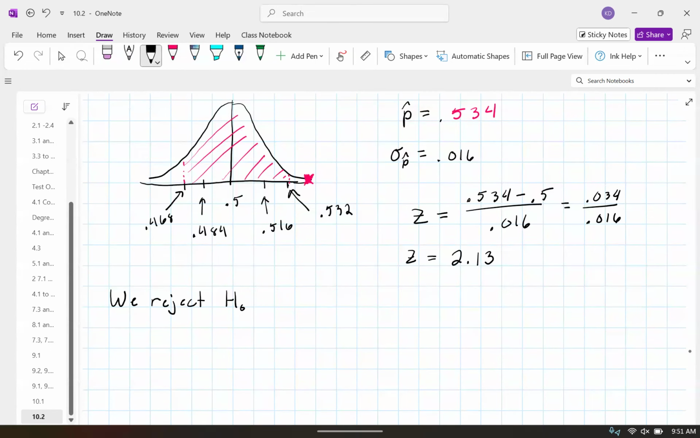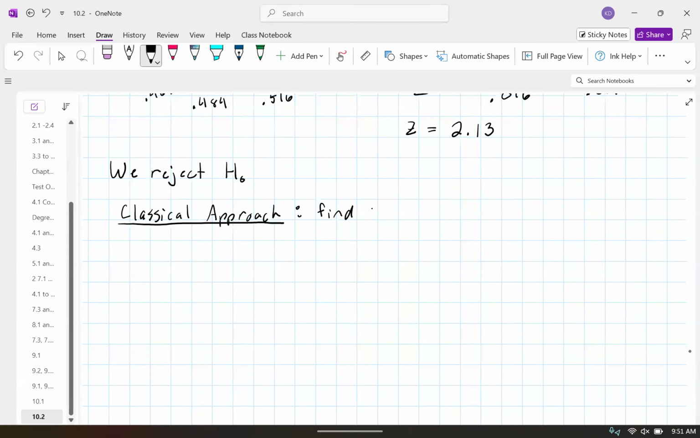Okay. Let's be a little more formulaic about this and have a better plan. So we have 2 approaches we use. The first one is the classical approach. This is what I learned when I learned statistics way back when. For our classical approaches, we take our data values, we find our z-score. And then we're going to compare it to a z-crit.